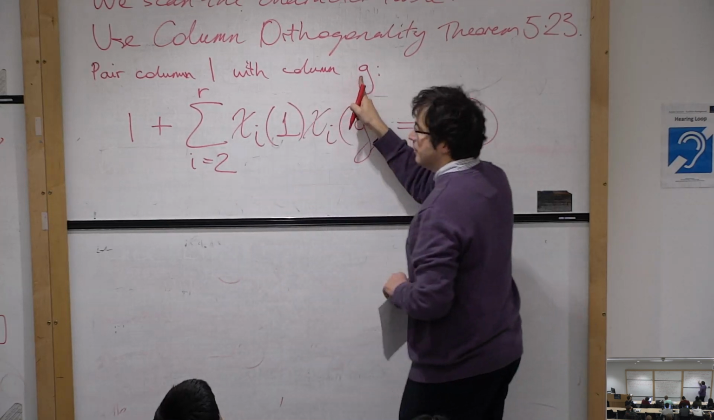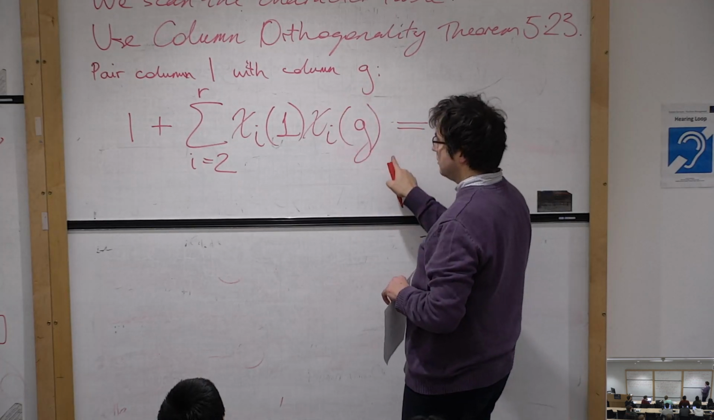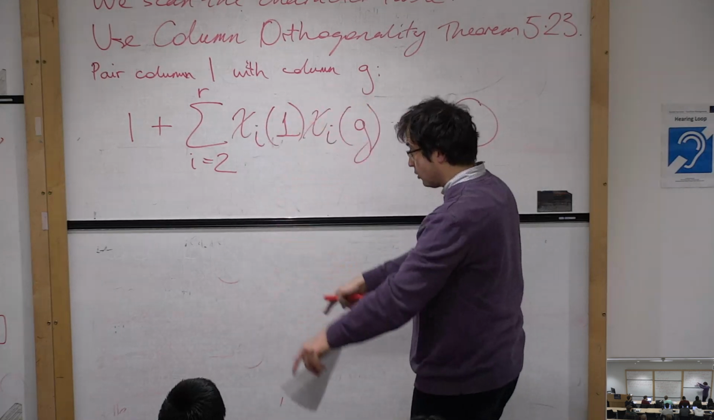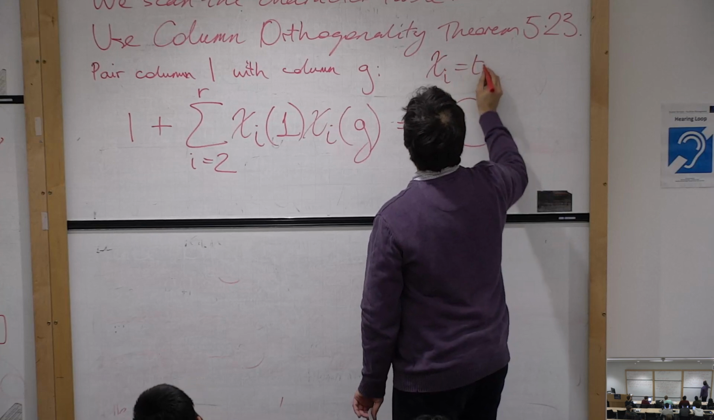And G is not the identity element, otherwise its conjugacy class would have size 1. And so the inner product of two different columns, therefore they're orthogonal. And that's what the relation says. So chi I is trace rho.